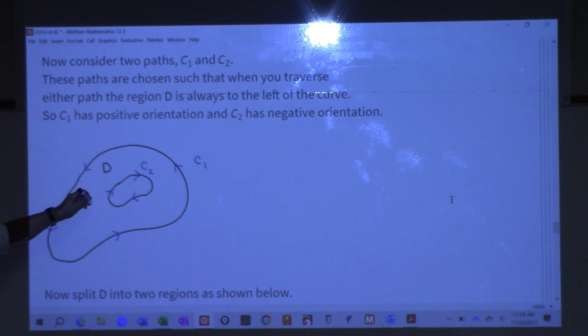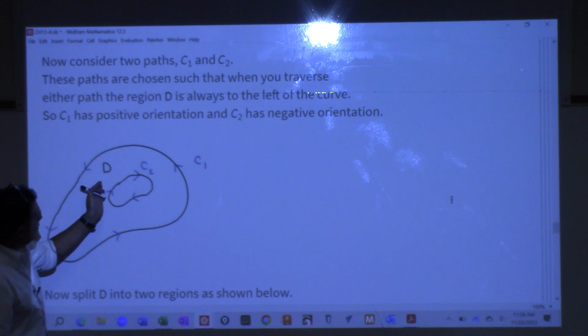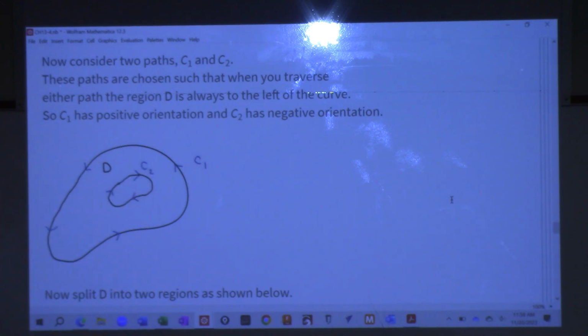And if you're walking on C2, your D is to your left, right? All right, so we have C1, C2. So the question is, can we use Green's theorem for something like this? If we have a hole, can we still use Green's theorem? So let's see if we can reason out whether or not we can.